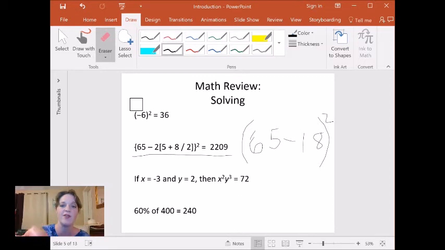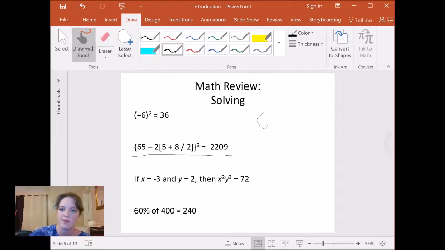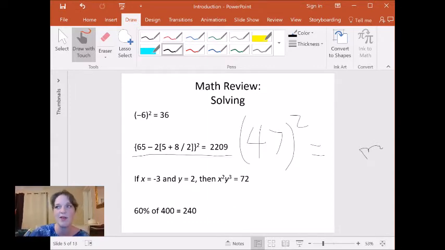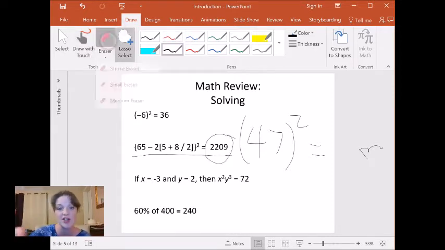So now I have 47 squared. And what do you want to bet 47 squared is? 2,209. It is. You can go ahead and get out a calculator and check it.